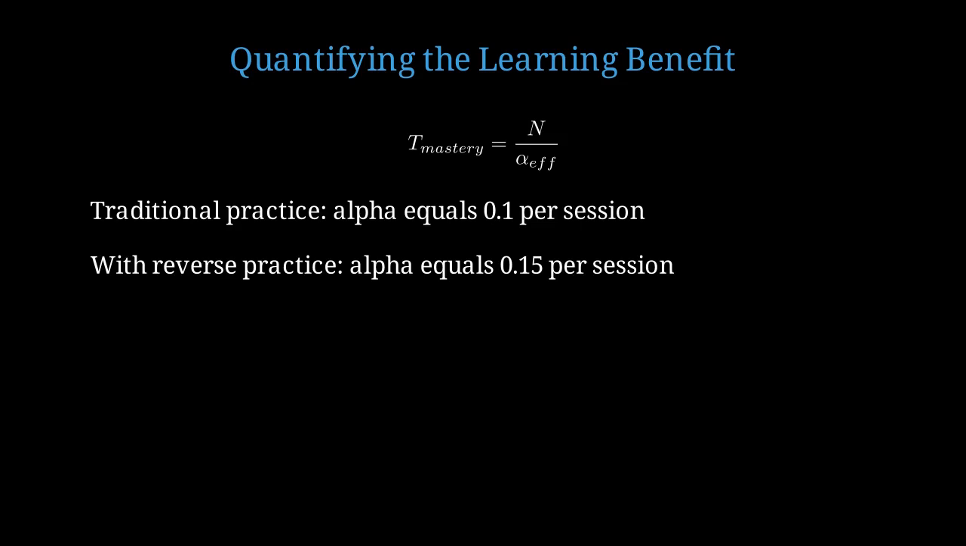That's a 50% increase in learning rate. The ratio of traditional time to reverse practice time is 0.15 over 0.1, which equals 1.5. This means reverse practice can cut your training time by about 33%.